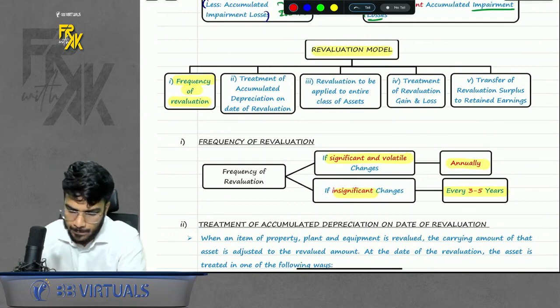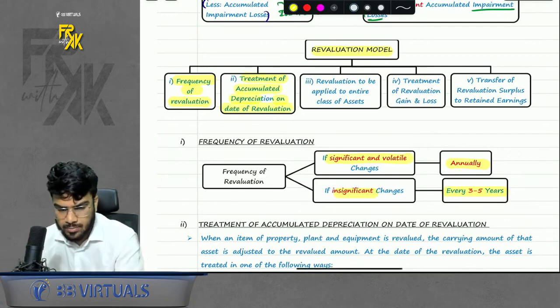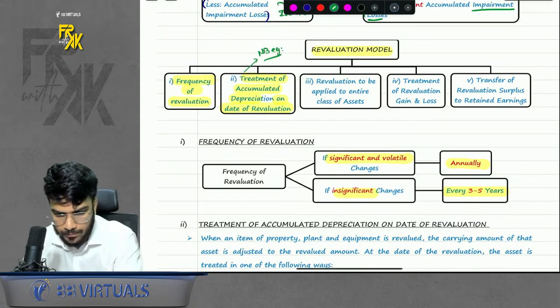Please remember. Now we come to the second point, and that is treatment of accumulated depreciation on date of revaluation. What is the meaning of this point? To understand this, we will take one example in the notebook.